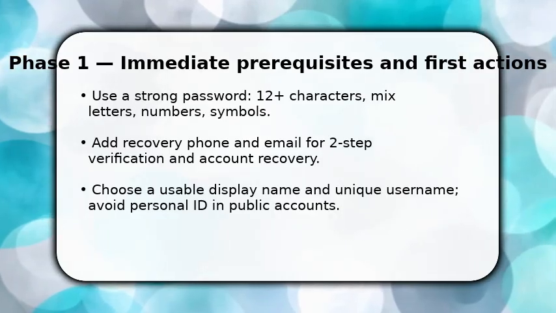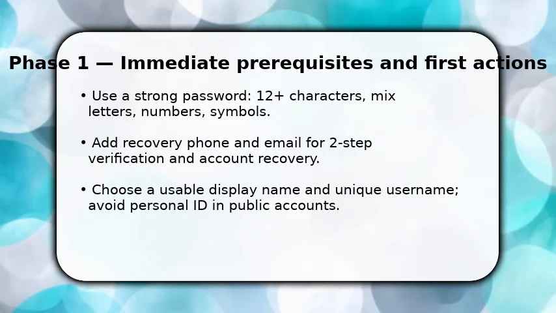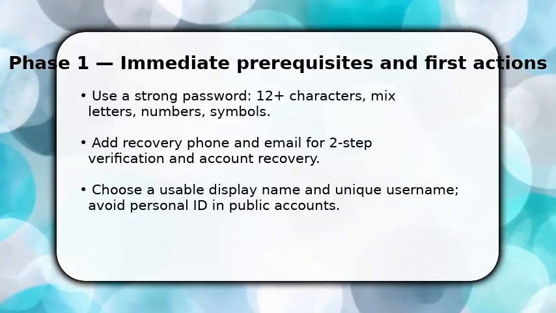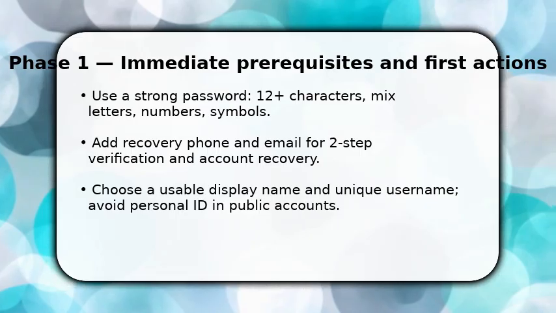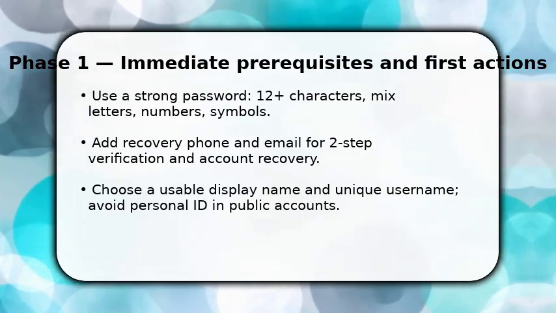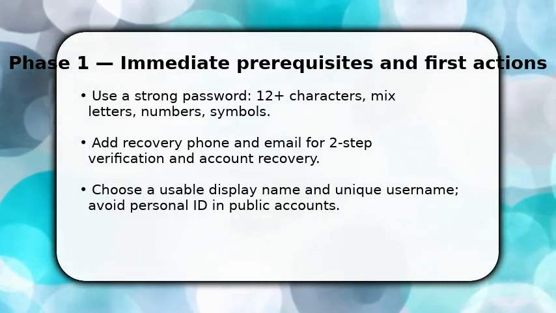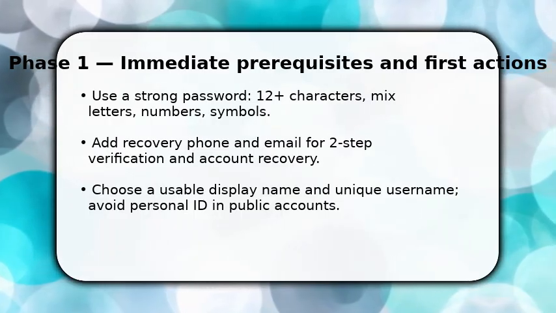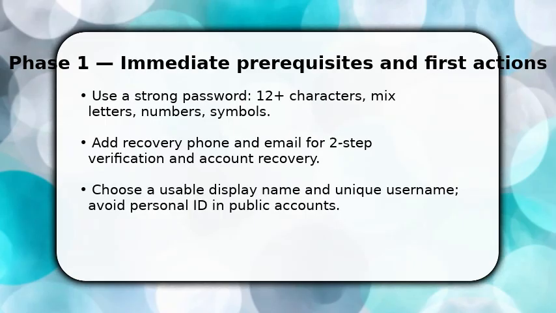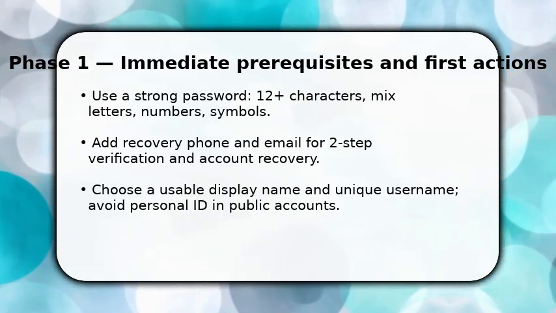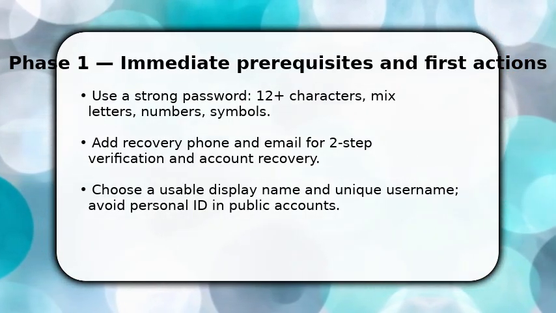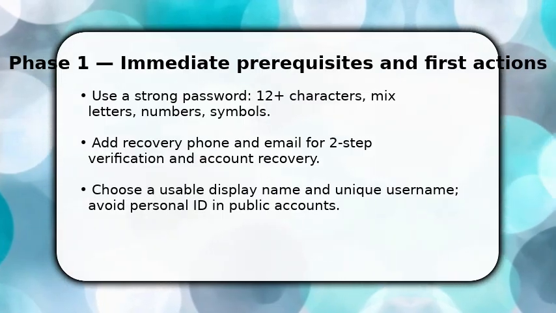You'll start by creating your new Gmail address and immediately securing it. Choose a strong password, 12 or more characters with letters, numbers, and symbols, because that prevents common hacks. Next, add a recovery phone and alternate email, which lets you regain access if you're locked out. Once done, enable two-step verification to require a second factor.